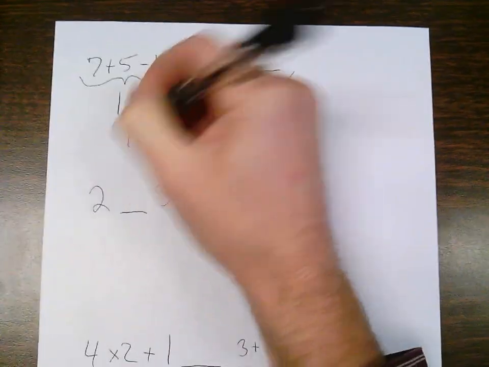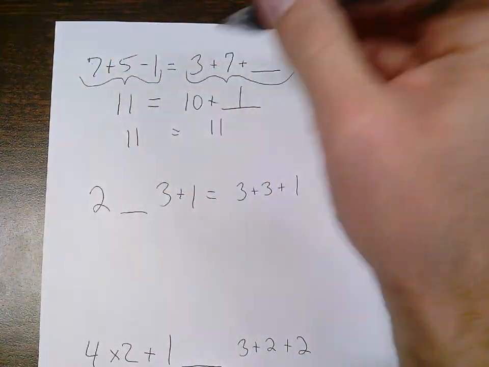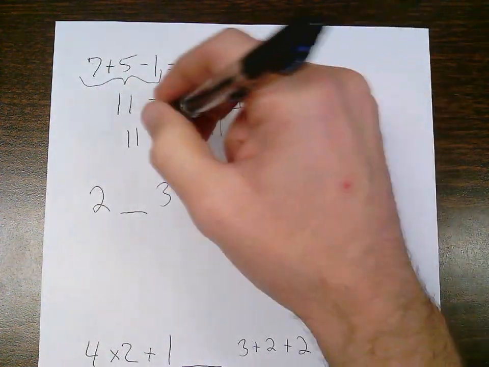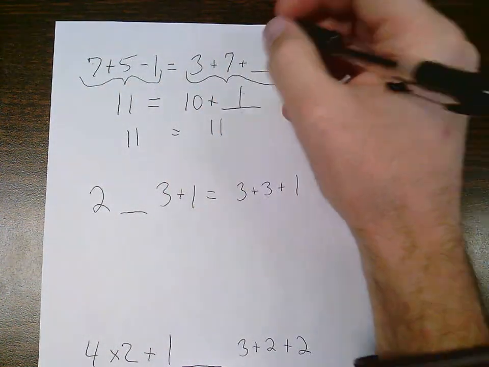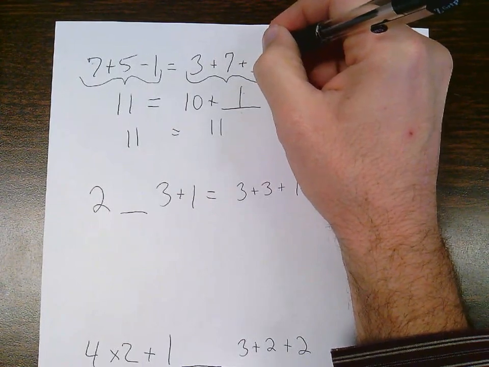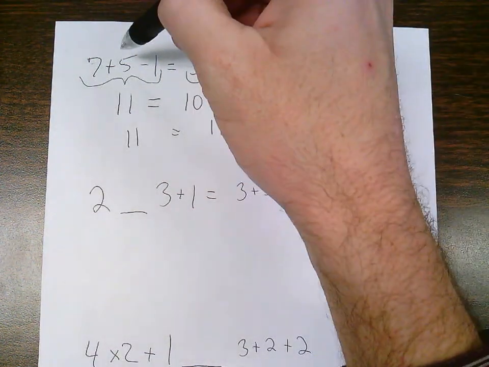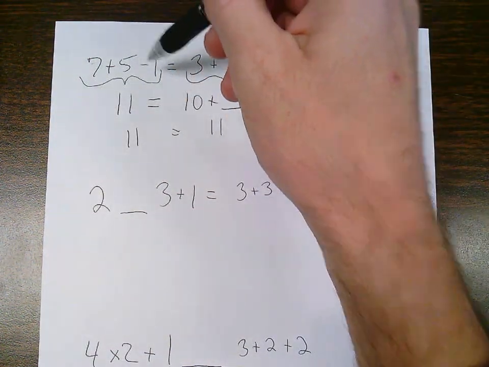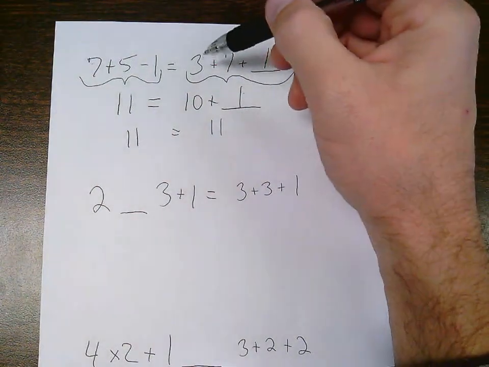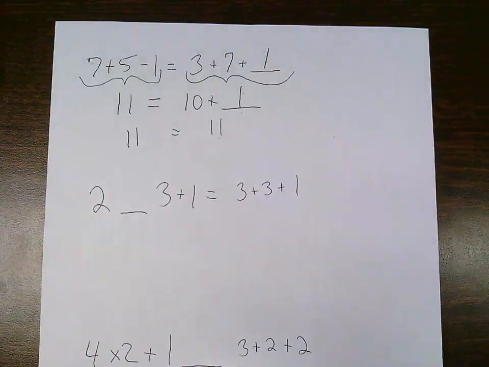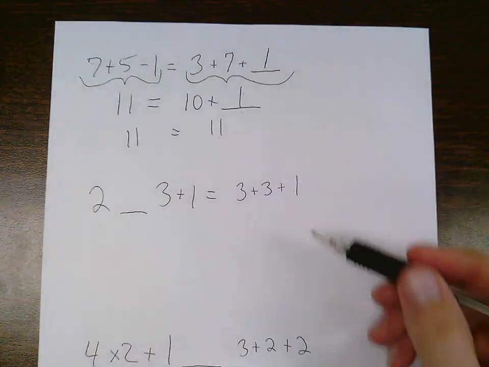And I bring down my other side, bring down my alligator. 11 equals 11. So that proves that my missing part up here, my missing number, is 1. And I can go back through it and check it over. 7 plus 5 is 12, minus 1 is 11. This side does equal 11. 3 plus 7 is 10, plus 1 is 11. This side equals 11 as well. Now on to my next one.